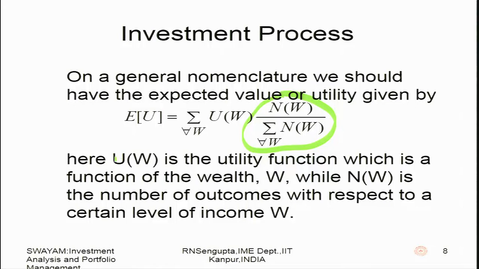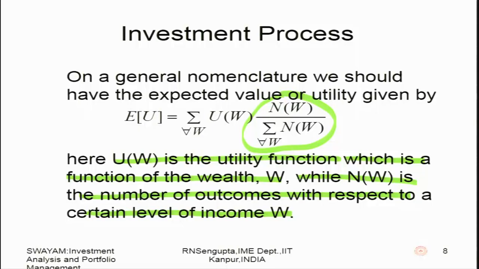Now, as I just mentioned, U(W) is the utility function, which is a function of the wealth W, while N(W) is the number of outcomes with respect to a certain level of value of W. So if you have W1, the utility will be U(W1), and the relative frequency will be N(W1) divided by the summation of N(W). In case it is W2, another value of wealth, the utility will be U(W2) and the relative frequency will be N(W2), N being the number, divided by the summation of N(W), and based on that you can find out the expected values.